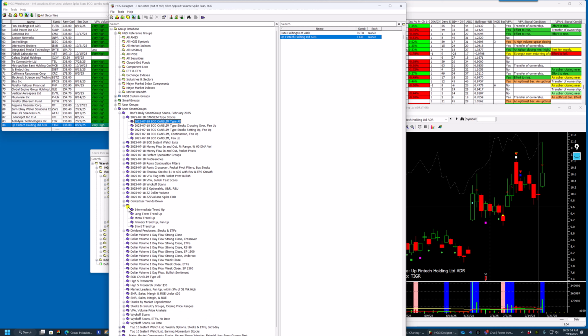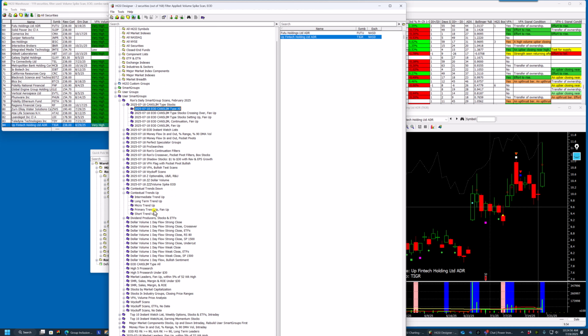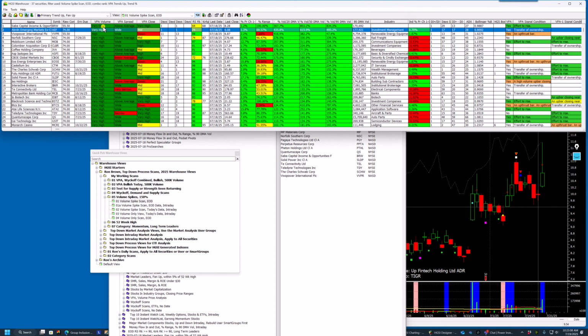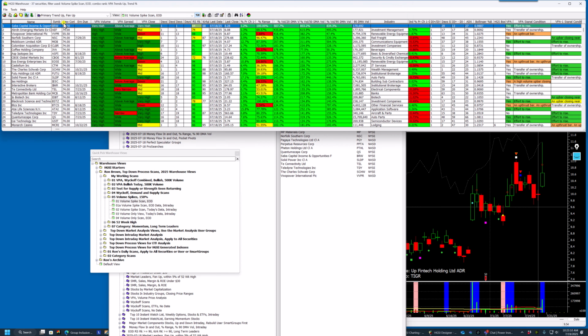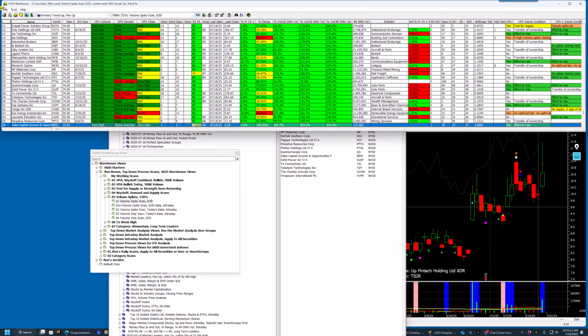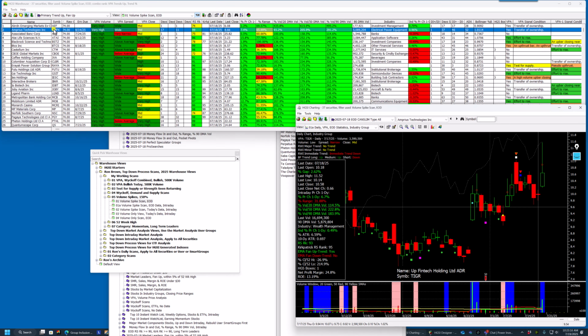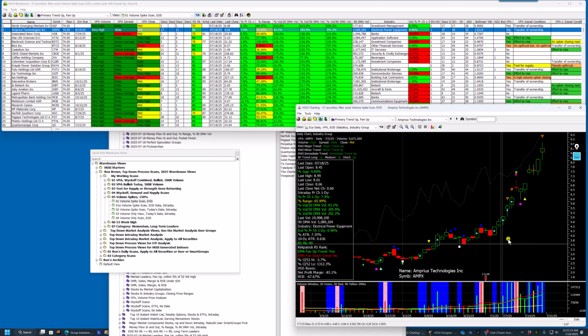I'm just ad-libbing this. Let's look for primary trend up, fan up, and see how many come through. And you can see that a bunch of them. These are all stocks which are in strong charts. So let's just sort on raw combo. I don't know what that is. Let's look at this one. But you can see that this is a very strong chart, and look at the volume coming into it.